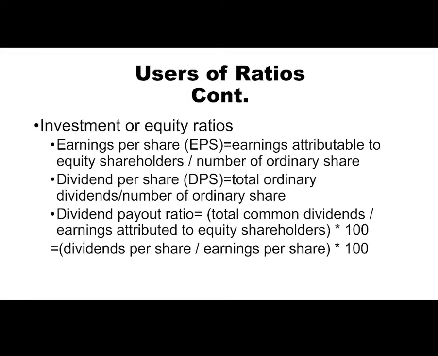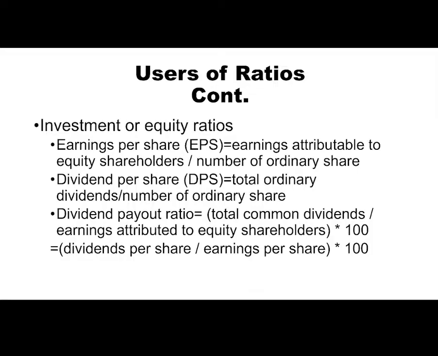Another ratio that we are going to look at is the investment or equity ratios. Here we are going to start with the earnings per share. This one indicates the amount shareholders expect to generate in the form of earnings for every share invested. It shows the profitability of a company on a per share basis, whereby the earnings attributable to equity shareholders have to be divided by the number of ordinary shares, so that you get the EPS.